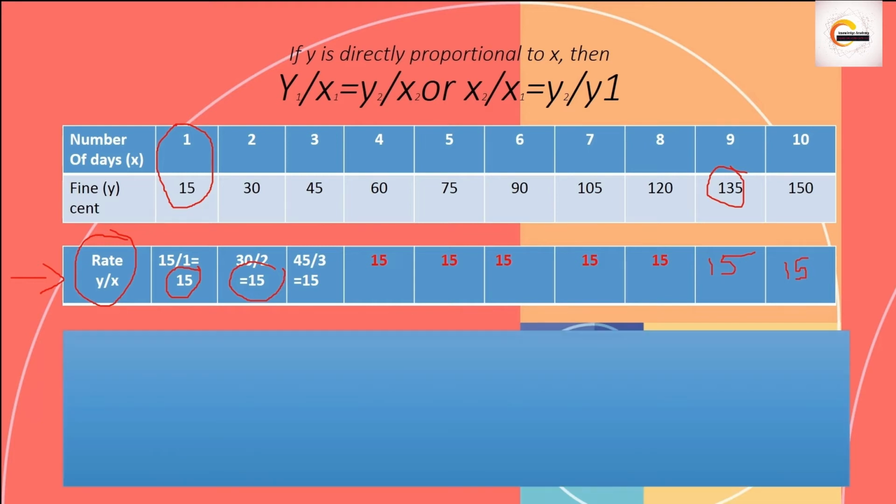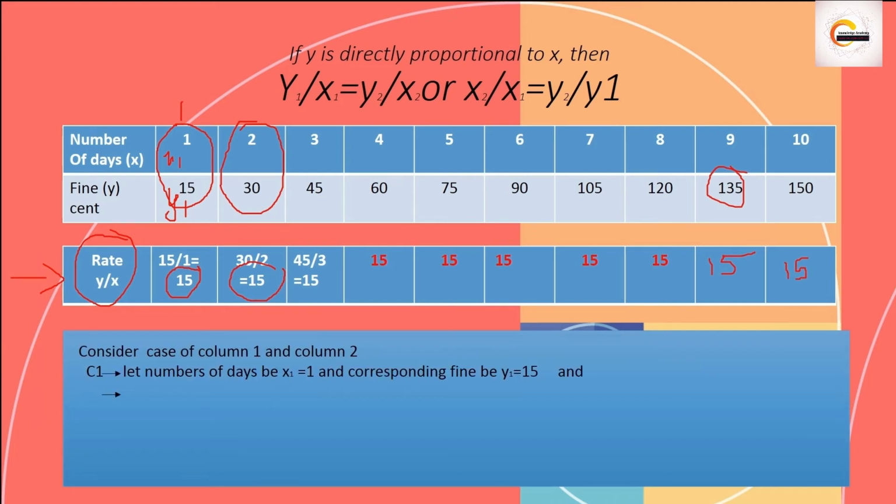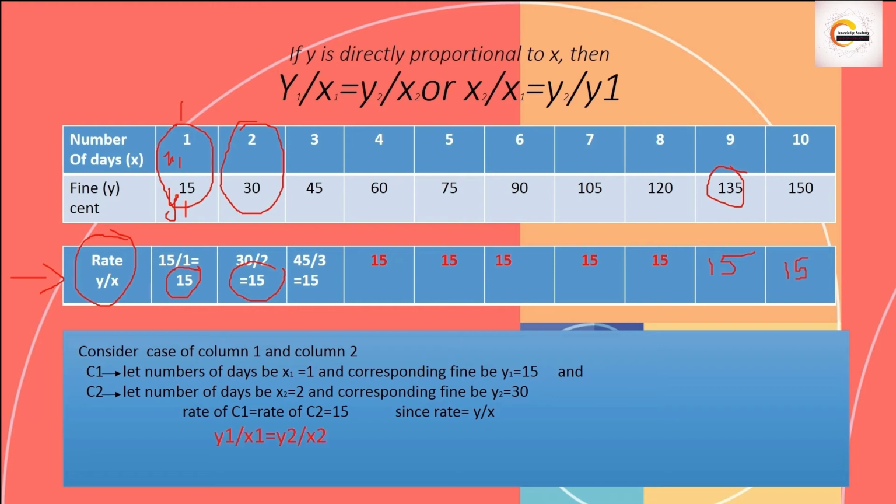Now let us consider once again column number 1 and column number 2. Let x1 be 1 and let y1 be 15. Similarly, let x2 be 2 and its corresponding fine y2 will be 30. As we know, in the case of direct proportion, the rate remains constant. So we can write the rate of column number 1 is equal to the rate of column number 2, that is 15. From the formula of rate we can write y1 upon x1 is equal to y2 upon x2.